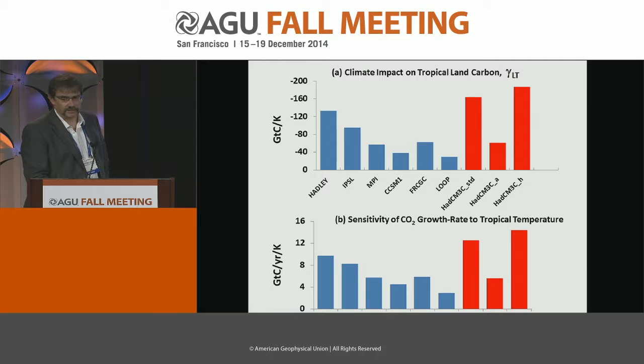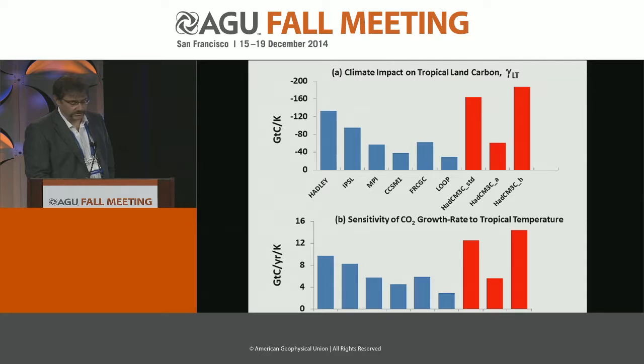So there is basically a very strong correlation in these models between the sensitivity of their CO2 growth rate to tropical temperature and what they predict for the future. And the reason for that, in a hand-waving sense, is because the change in the carbon storage in the future is essentially indicative of a change of the carbon balance and the carbon fluxes, which you can see from year to year. And here's the observed.